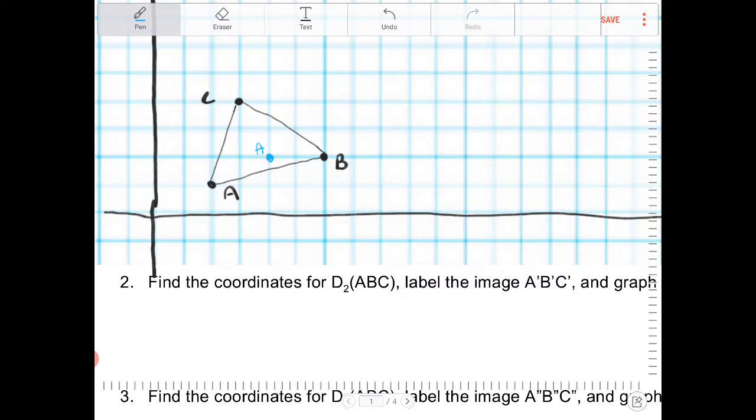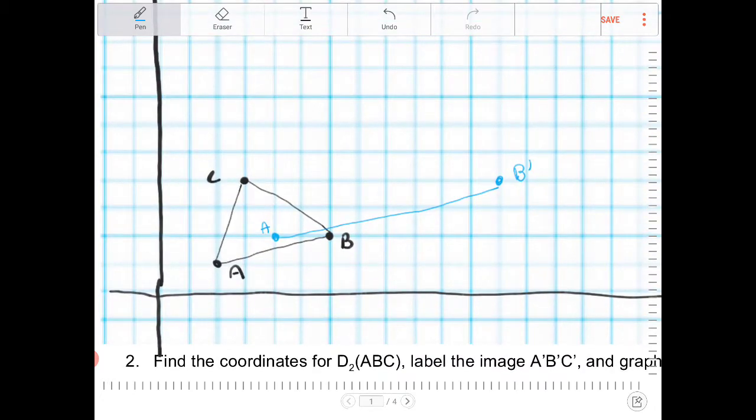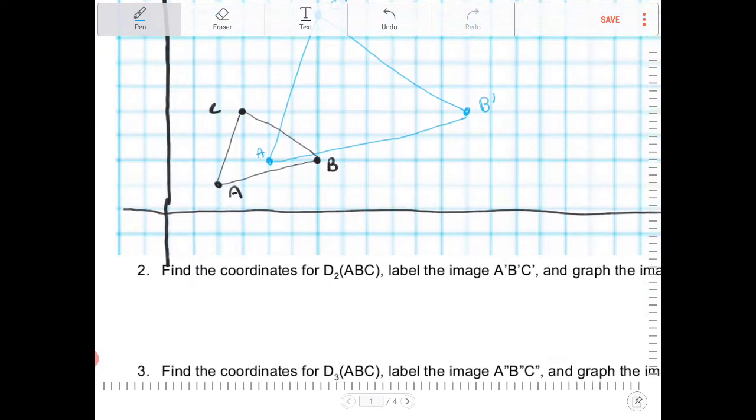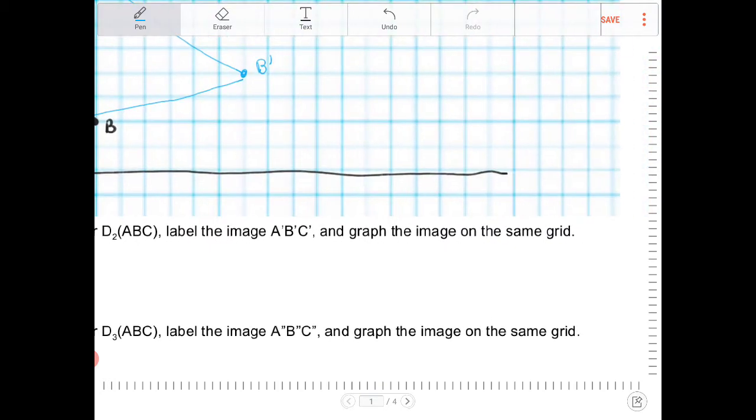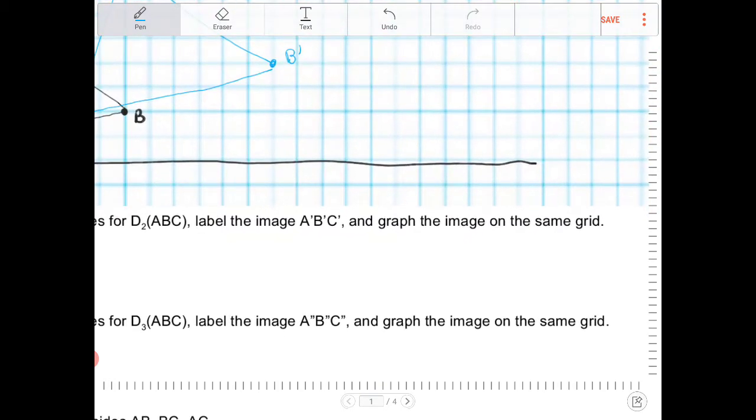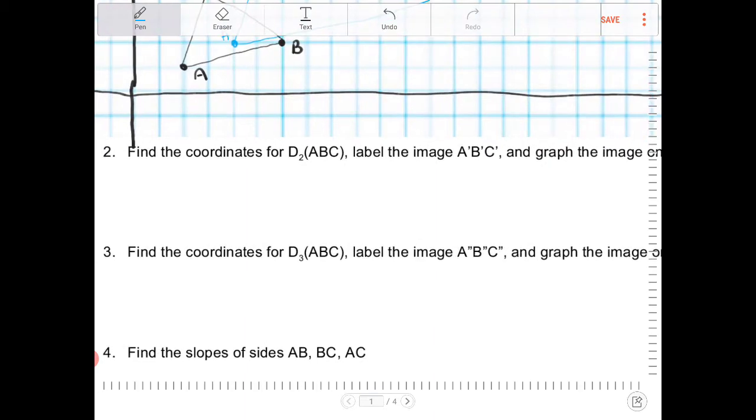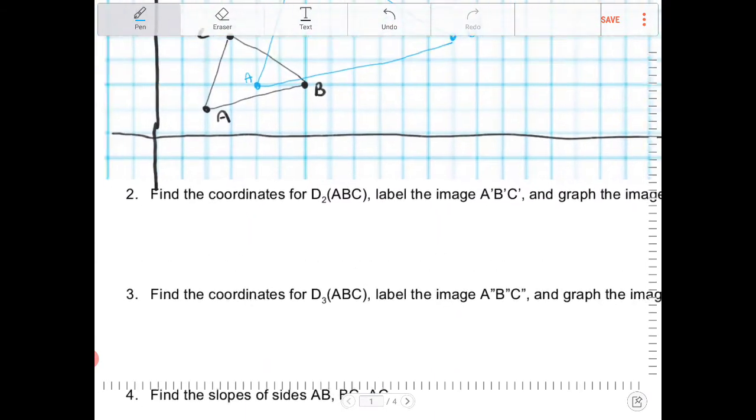B prime will end up being at 12. So 2, 4, 6, and then 4, like right there. So that's B prime. And C prime will end up being 3, and then 4 will be right there. So this is going to be C prime. All right. Graph the image on the same grid. All right, so I just did that, and I labeled A prime, B prime, C prime there.